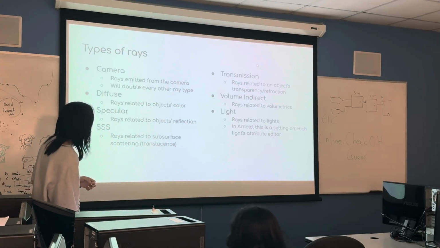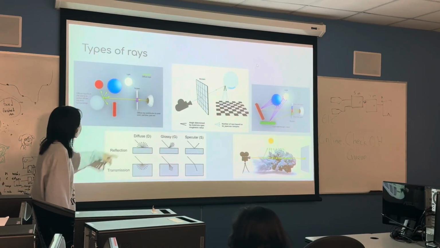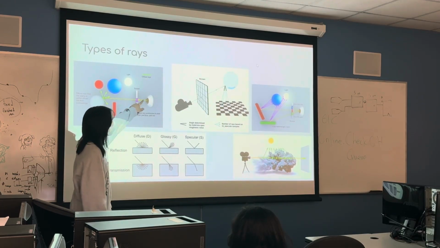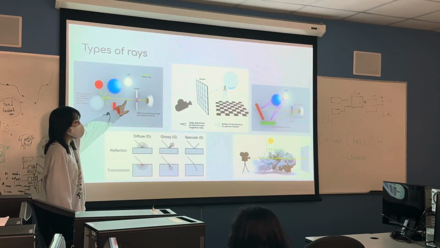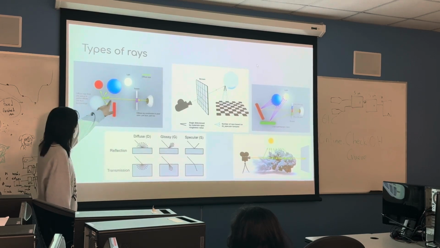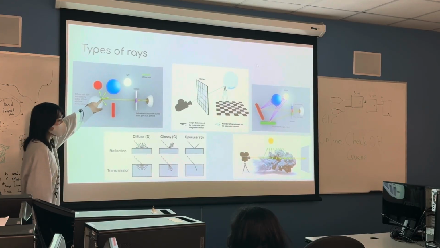So here's a visual example of the different types of rays. Over here, you have this eyeball, and it's shooting a camera ray. This yellow ray right here is a camera ray through a pixel, and this is your pixel. And then once it hits an object, these green arrows right here are diffuse rays.